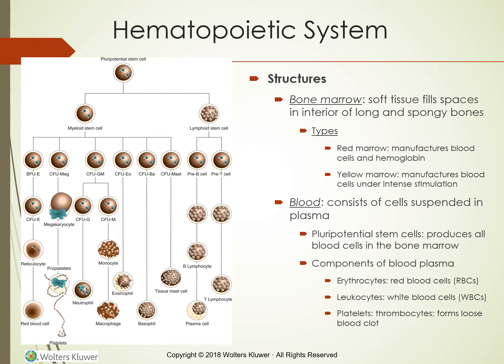And again, in review, blood consists of cells suspended in plasma. Pluripotential stem cells are the beginning. These produce all cells in the blood in the bone marrow. And the components of the blood are erythrocytes, red blood cells, leukocytes, white blood cells, and platelets, thrombocytes, which form loose blood clots.